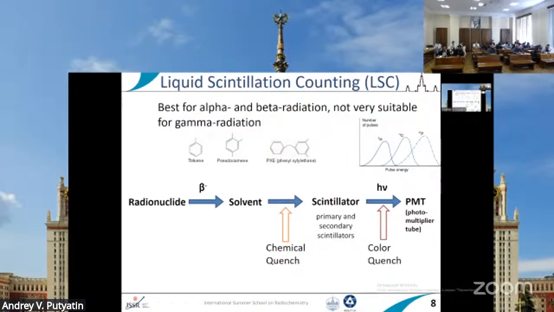And the energy of the beta particles, as the main component of the cocktail is solvent, first goes to the solvent molecule, then it is transferred to the scintillator molecule, and the scintillator molecule emits visible light that is detected with the photomultiplier tube, the device that converts photon energy to electric current.